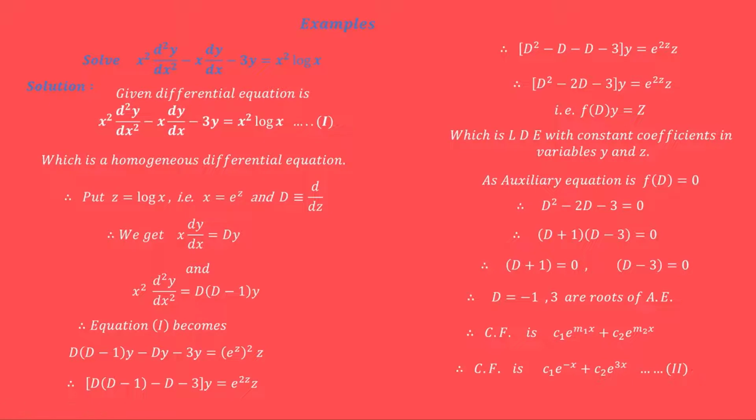Now we have to find PI, that is particular integral. And you know PI is given by the formula PI is equal to 1 upon f of D into Z. F of D means 1 upon D square minus 2D minus 3, and Z means e raised to 2z into z. So we get PI is equal to 1 upon, write down the factors of f of D which we have already defined. So here we get PI is equal to 1 upon D plus 1 into D minus 3, e raised to 2z into z.